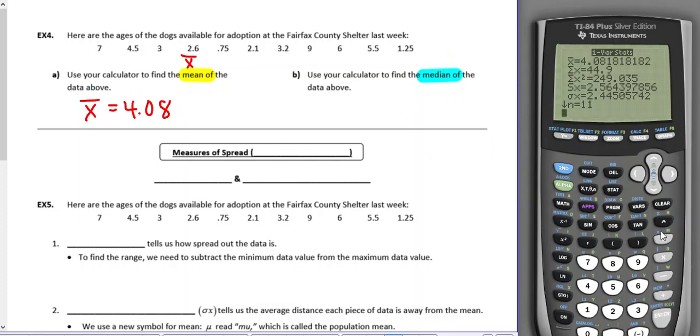And then to find the median, all we have to do is arrow down in the calculator till we see MED. So our median is 3.2.